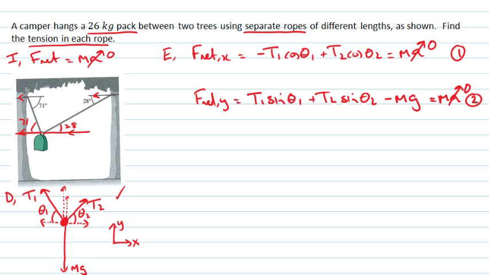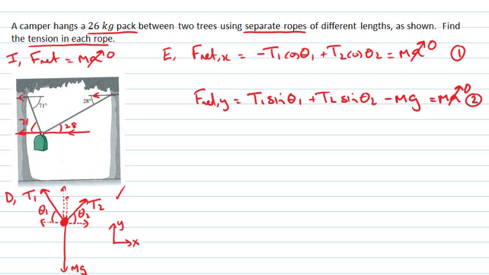So I'm looking to find the tension for each rope. I know what the weight force is, I know these angles, but I've got two equations and two unknowns, so the best way to solve for this is to use one of these equations to rewrite T1 in terms of T2, and then to substitute into equation 2.